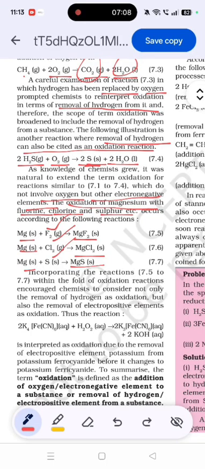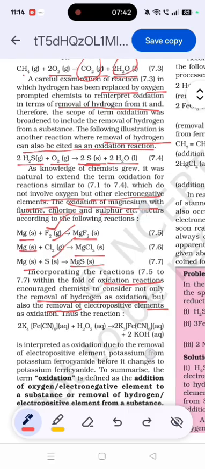Incorporating these reactions within the fold of oxidation reactions encouraged chemists to consider not only removal of hydrogen as oxidation but also removal of electropositive elements as oxidation. So electronegative elements are there instead of oxygen and they are added to the metal. So oxidation can also be defined as the removal of electropositive elements.